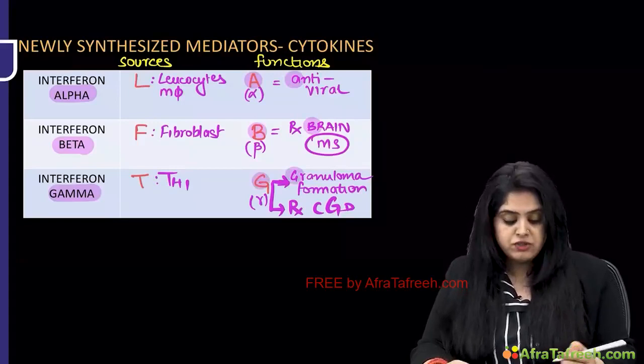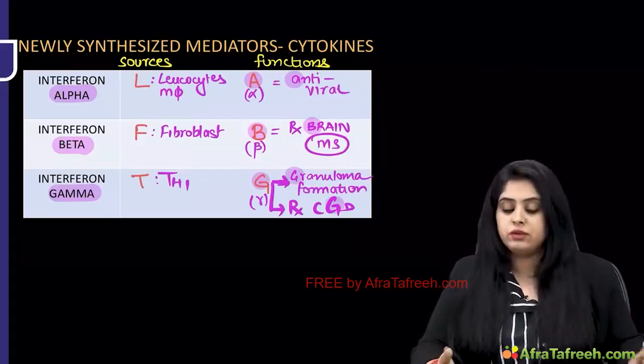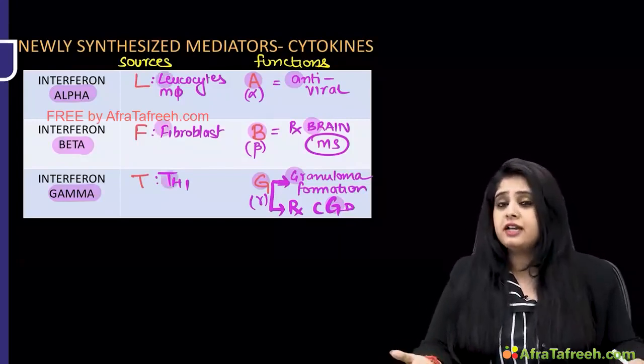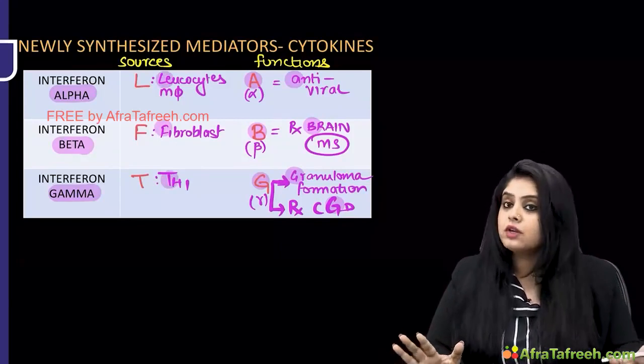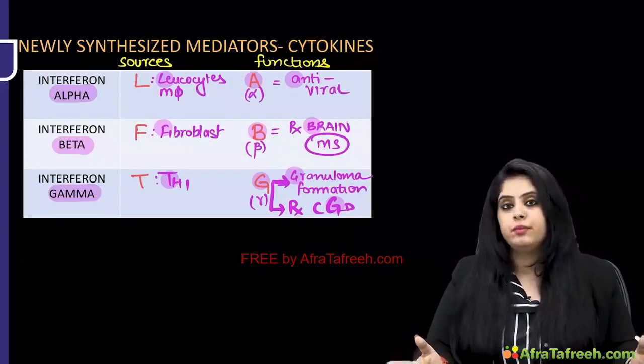And when I say G for granuloma formation and the treatment of chronic granulomatous disease. Where do they come from? Leukocyte, fibroblast, T helper 1 cell, that is LFT. How simple is this interferon table? This has come in micro, it has come in path. It is very, very important.